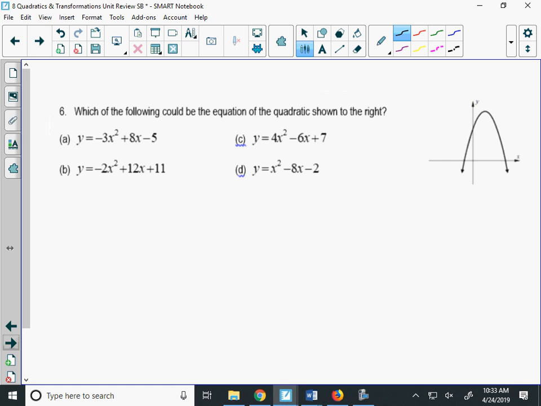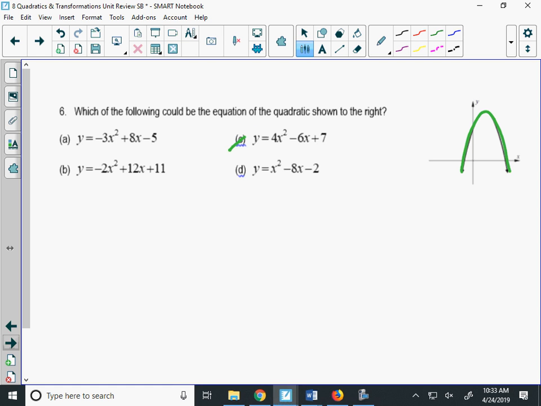Now we're going to look at 6, which is a multiple choice question. 6 says, which of the following could be the quadratic to the right? This is no calculator. First thing I want you to notice about the quadratic to the right is that it is upside down. That means that it was reflected over the x-axis, so it's upside down and has a negative in front of the entire equation.